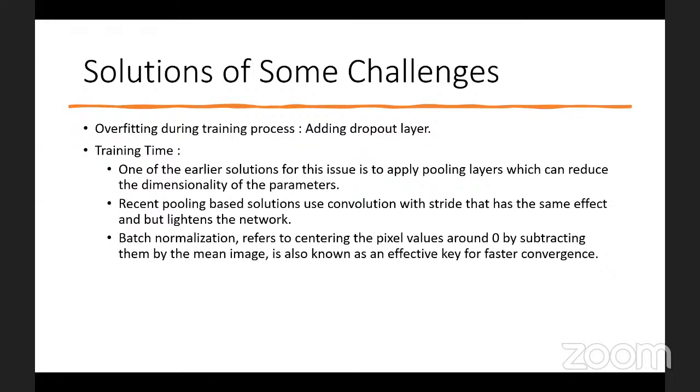Next is the training time. One of the earlier solutions for this issue is to apply pooling layers. If we use more pooling layers, they will reduce the size of the image or the size of the matrix. Ultimately dimensionality will be reduced, and that helps to reduce the training time. Also, while pooling, we can use a higher stride. Stride means shift. That also helps a little bit.